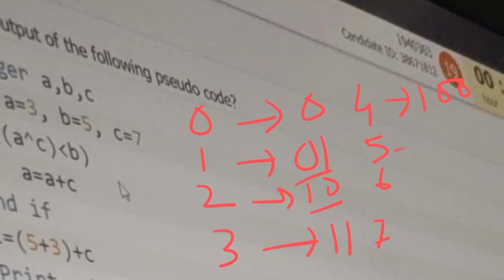Calculating this, you get 101, 110, 111. As you can see, the pattern keeps adding. Again, if you start with 8, 9, 10, 11, the pattern will be the same: for 8 this will be 1000, for 9 it will be 1001, for 10 it will be 1010, and for 11 it will be 1011. The pattern 0, 1, 10, 11 keeps repeating. I hope you understood.